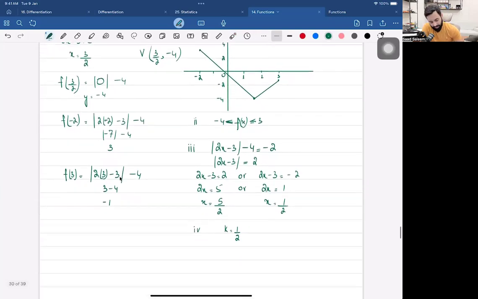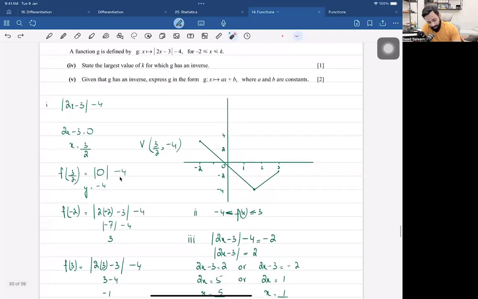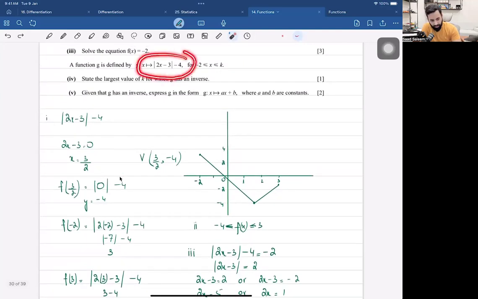Now, next part. The next part says, given that g has an inverse, express this in the form of ax plus b. Okay, express g of x in the form of ax plus b. Now, be a little careful that this entire function does not have an inverse. It's only this part of the function which has an inverse. Now, what does this part of the function look like? This part of the function is basically a straight line, but what kind of a straight line? It's a downward sloping line.